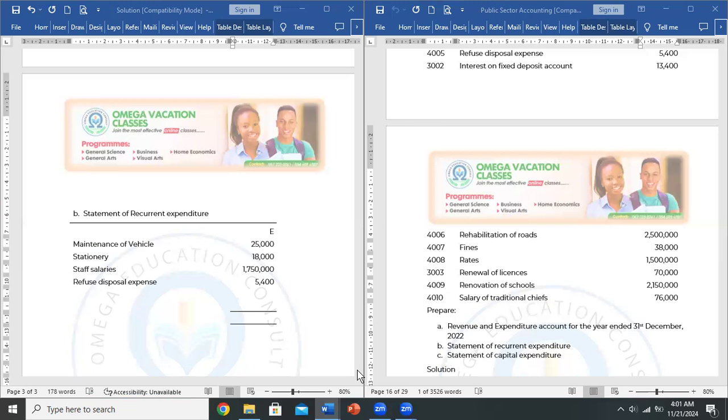Okay, so Ella, explain. Because it is intended to provide a long-term benefit, and to improve the quality of the road system. Okay. Then the revenue expenditure, please, can we hear you?